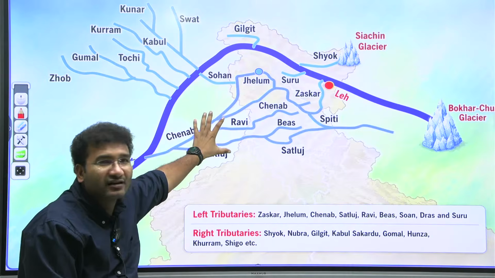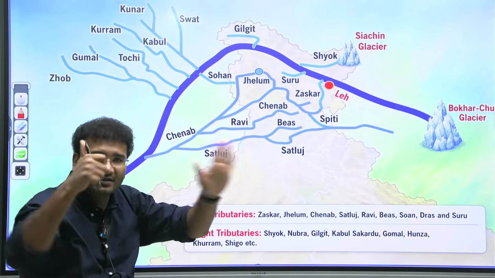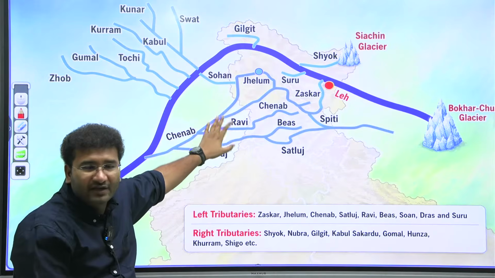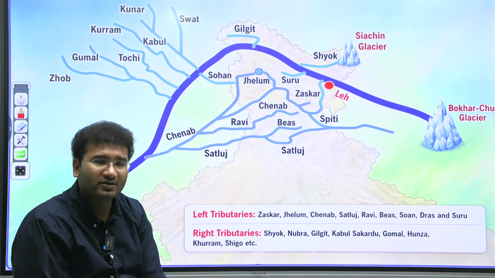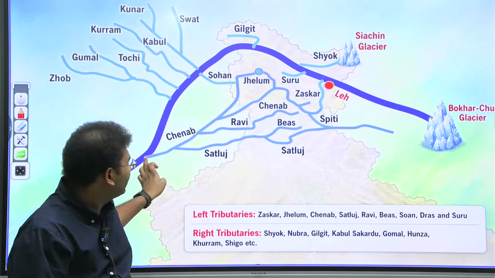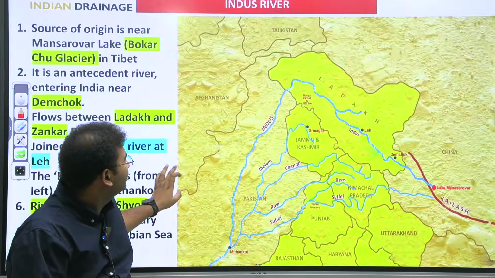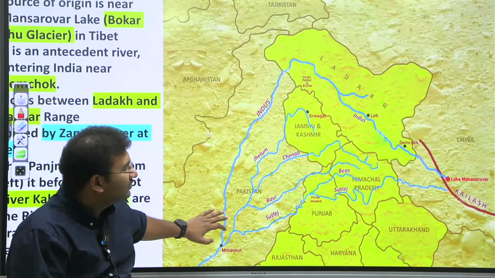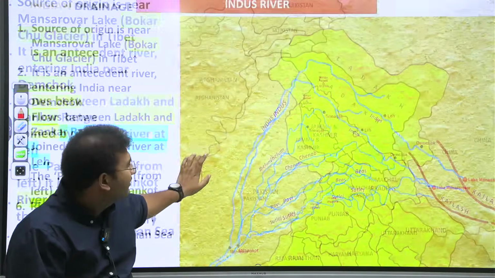This is called Panjnad. Panjnad is a collection of 5 rivers: Indus, Jhelum, Chenab, Ravi, Beas, Sutlej. In this you take out Indus. How many rivers are left? Chenab, Ravi, Beas, Sutlej, right? And the Jhelum. So all these 5 rivers together are called Panjnad. Now this Panjnad goes and meets again in Pakistan at Mithankot. Mithankot. It enters India at Demchok. Demchok is a place. So come back, 5 major rivers.